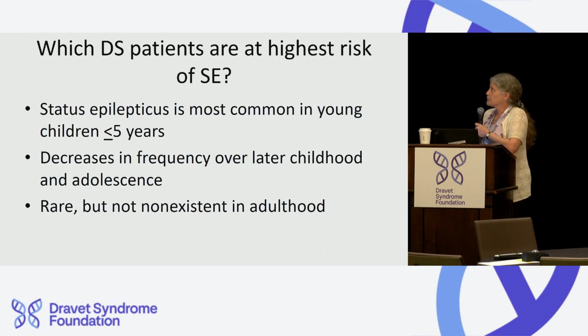So which patients with Dravet syndrome are at highest risk of status epilepticus? Bottom line, I think this is a risk for everybody with Dravet syndrome, so everyone needs a plan. But as we had already heard, status epilepticus is most common in young children less than 5. We do see a decrease in the frequency over later childhood and adolescence, and it is rare, but certainly not non-existent in adulthood.